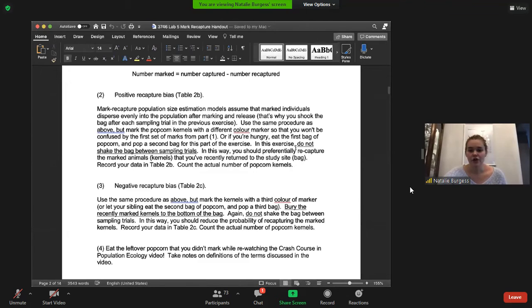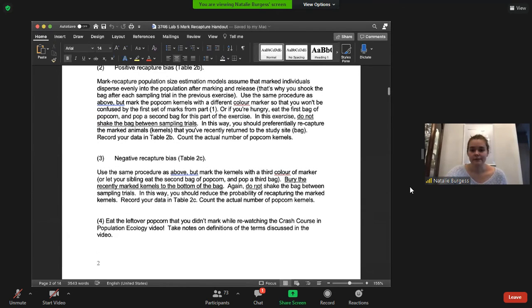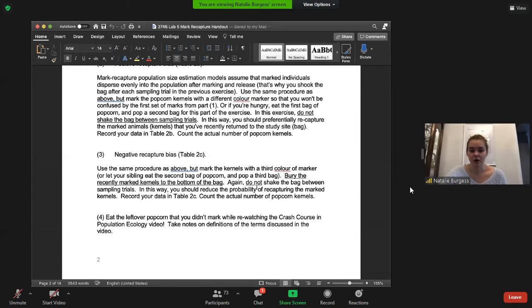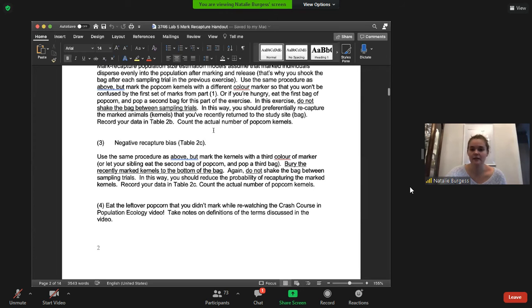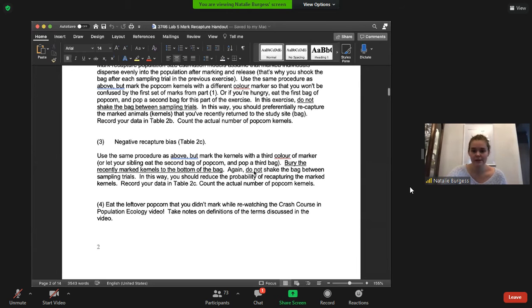In this part, you're not going to shake your bag between trials. You're going to capture your popcorn, you're going to mark it, and you're just going to throw it back in the bag and then grab a new handful. So you should preferentially recapture the already marked kernels, and you're going to record the data and then again count the actual number of popcorn kernels in your bag.